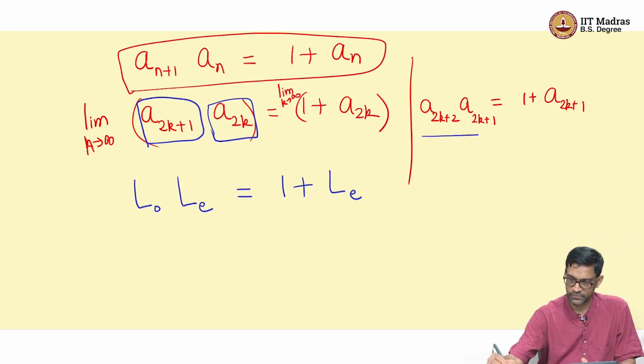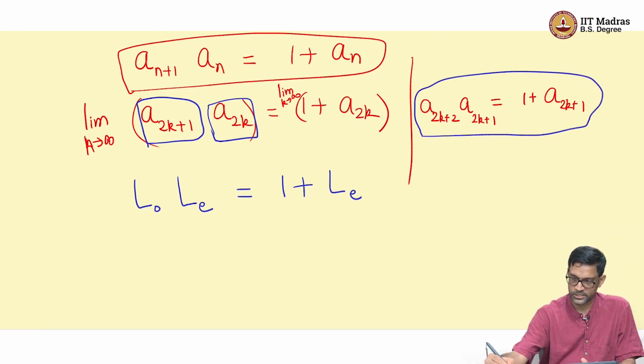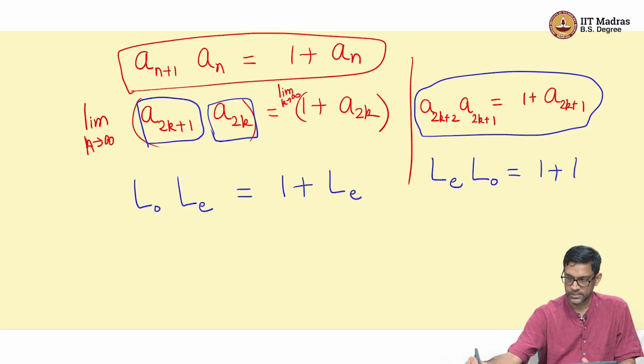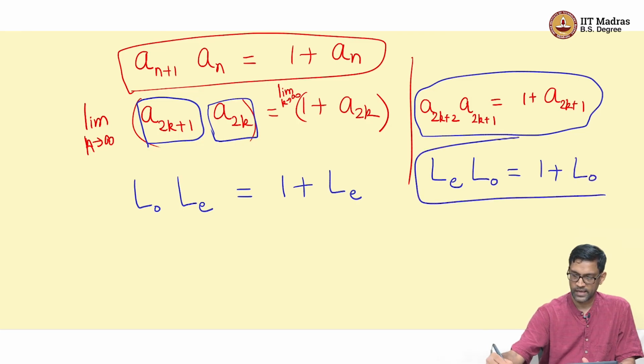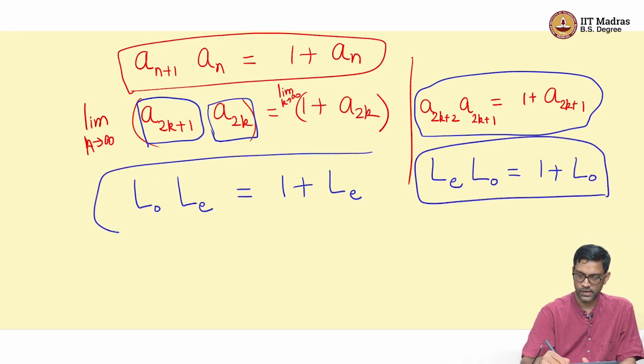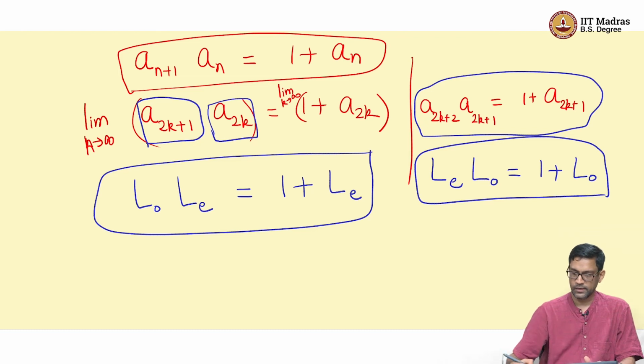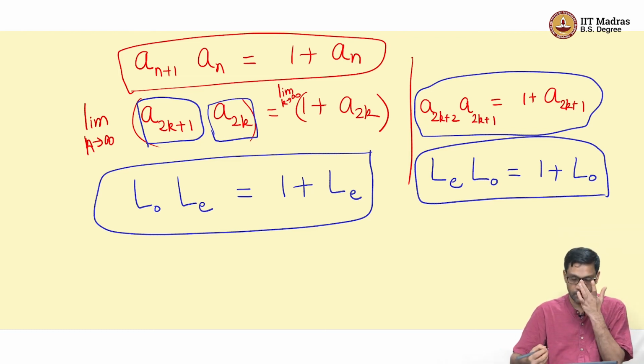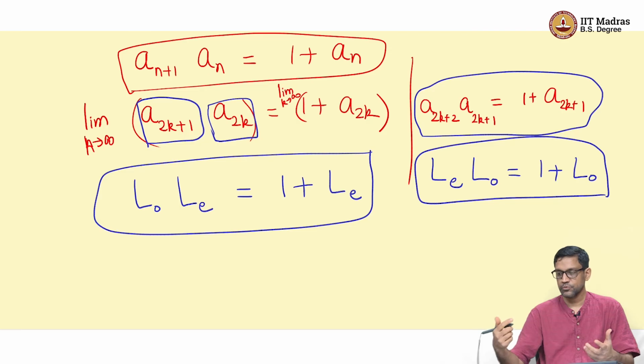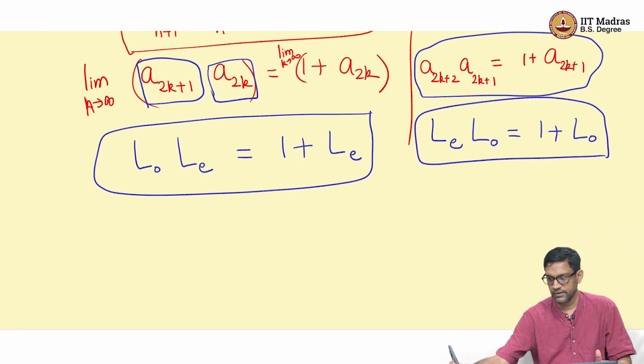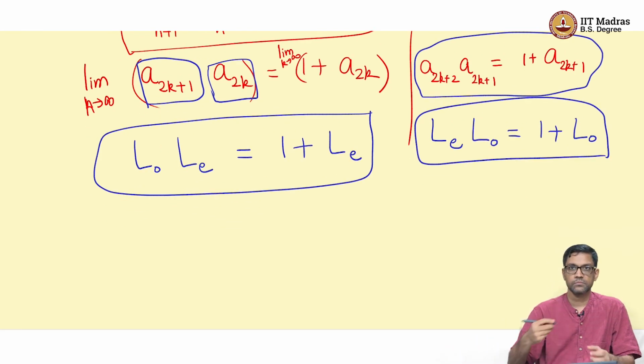Now I could do the same thing here, take limits on both sides, and I would get L even times L odd equals 1 plus L odd. So what I have really are two equations now. Earlier when we tried to compute the limit, we assumed the limit exists and thought of everything as L, and we were able to get a single equation. Now there are two separate limits which we know do exist, and there are equations which connect both of them. These are the two equations.